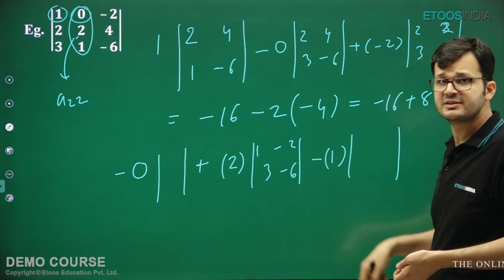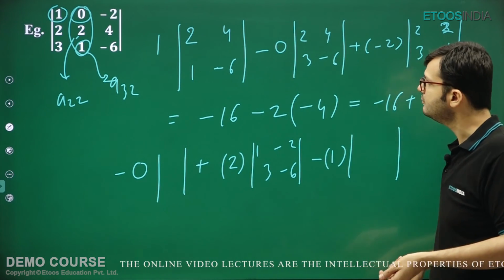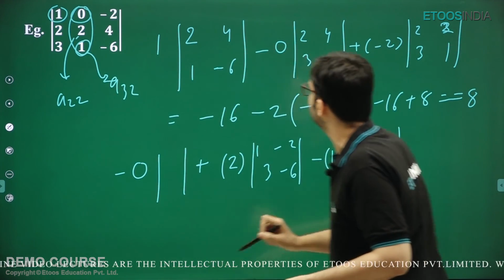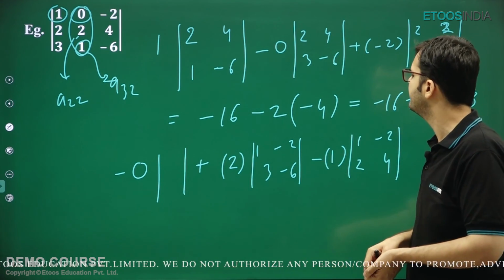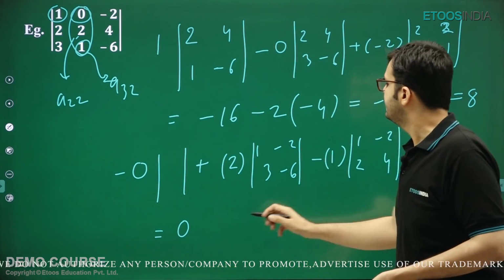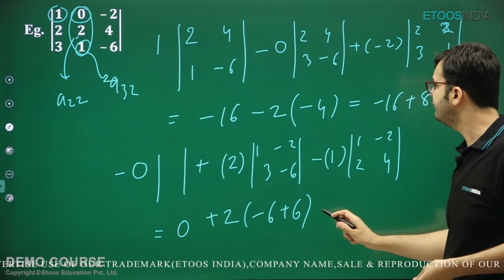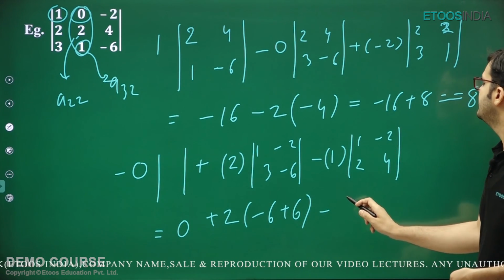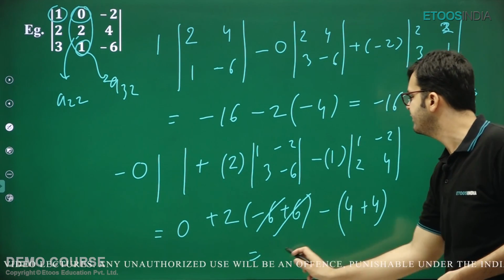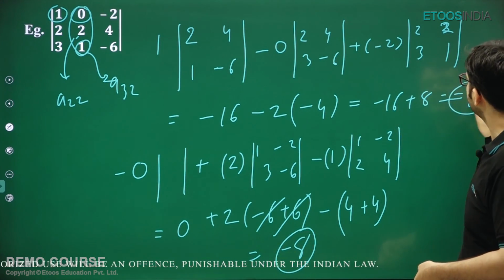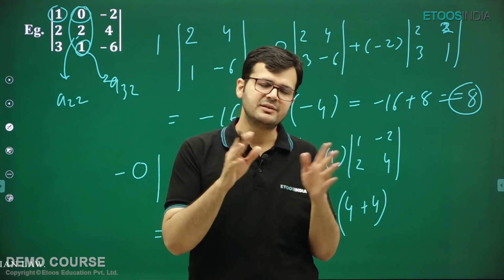And for 1, you can see I have changed the sign naturally, because 1 is which numbered element? It is 3, 2, third row and second column. For 1, the cofactor is going to be 1 minus 2, 2, 4. That is the minor. We have made it a cofactor by multiplying with a minus sign. So this is going to give me 0. This is going to give me 2 into minus 6 plus 6. And if you look here, this is going to be minus 1 into the value. This value is 4 plus 4, which is 8. So you can see this also cancels out. This is 0, 0. This is minus 8. As you can see, we have definitely verified that the answers are the same. So no matter which row or column you choose, if you choose the cofactors correctly, the answer is always going to be the same.